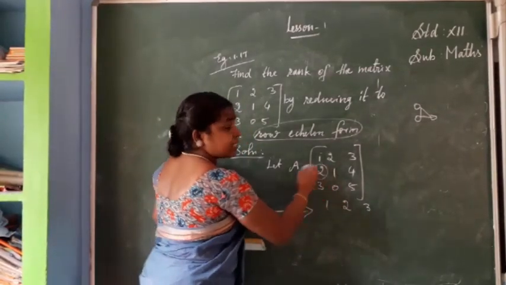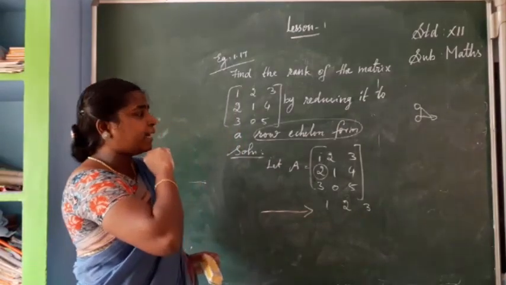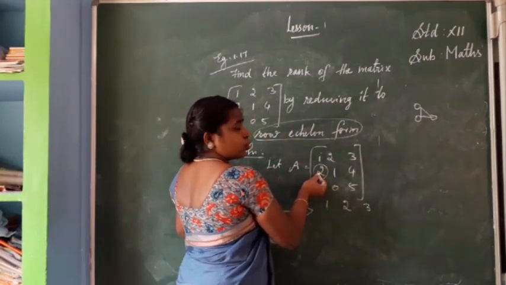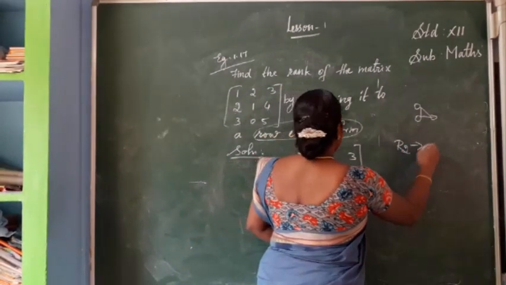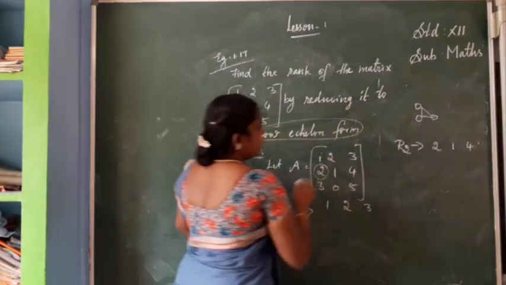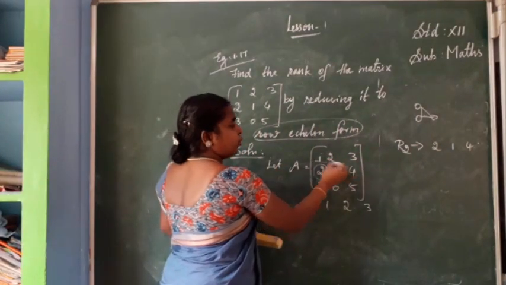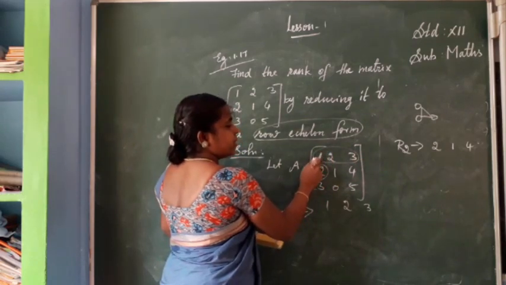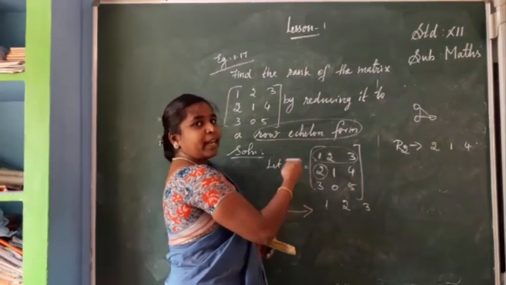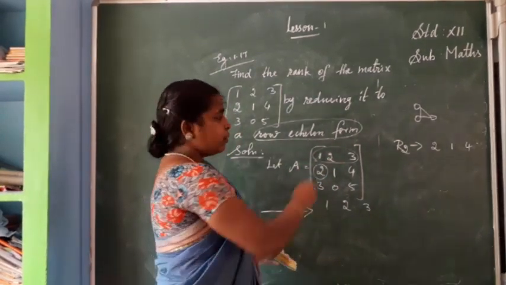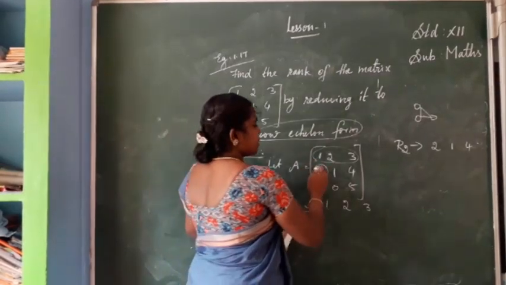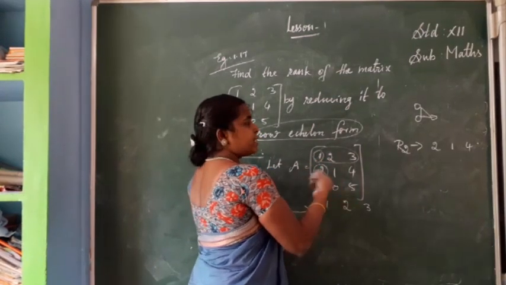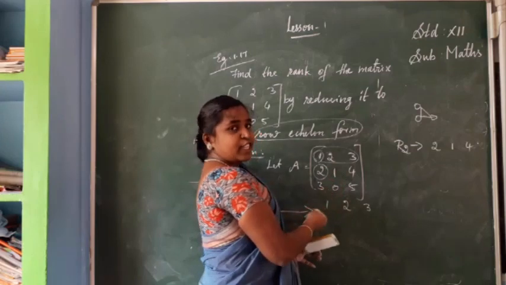Now we need 0 in this place. What do you want to do? Think about the elimination method I told you. Here R2 gives 2, 1, 4. For eliminating these elements, we have to use the first row. In the first row, the first element is 1. If we multiply by 2, we can eliminate the first term and get 0. So I am going to multiply the first row by 2, then I will get 1 into 2, 2.